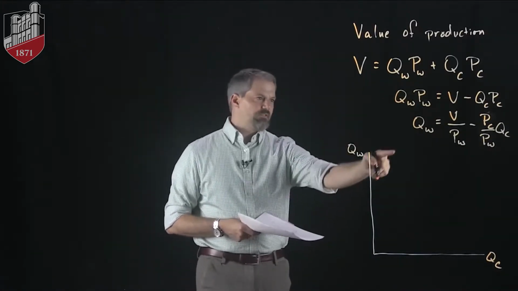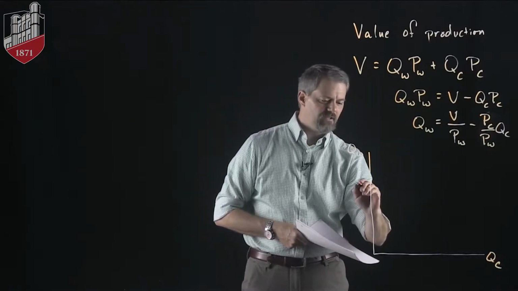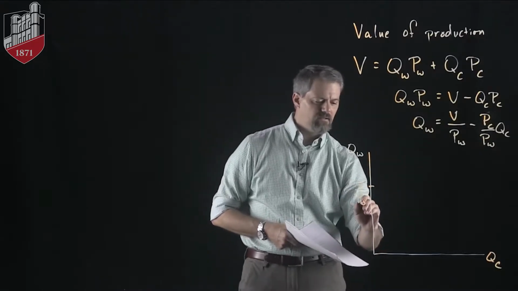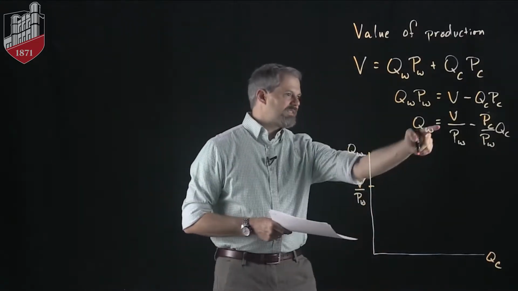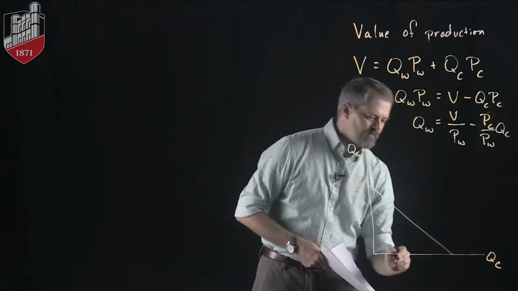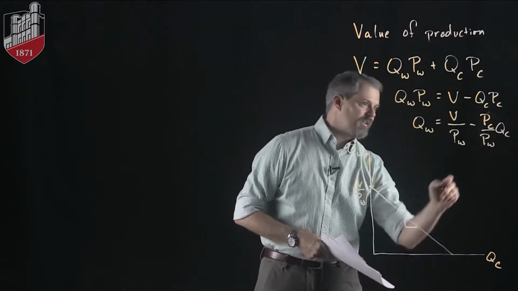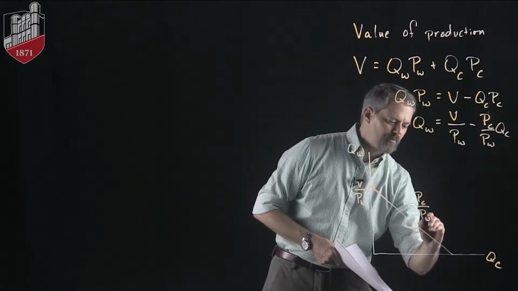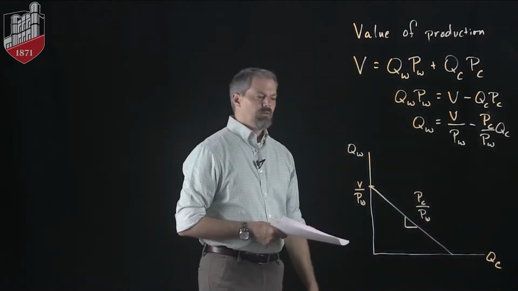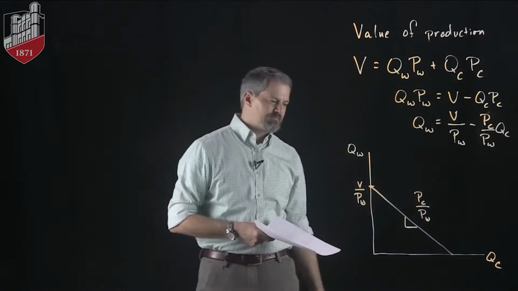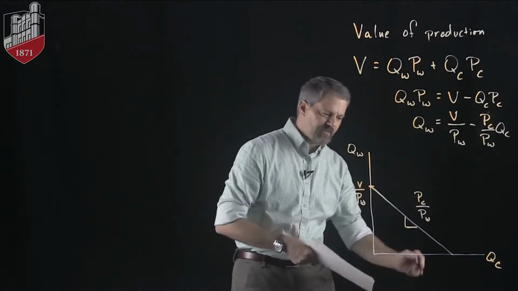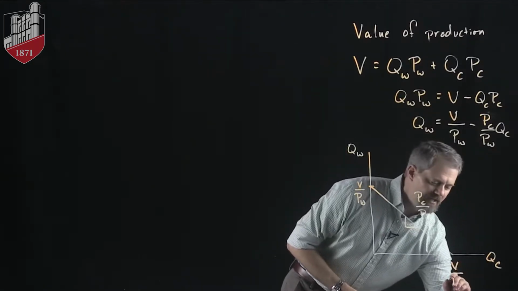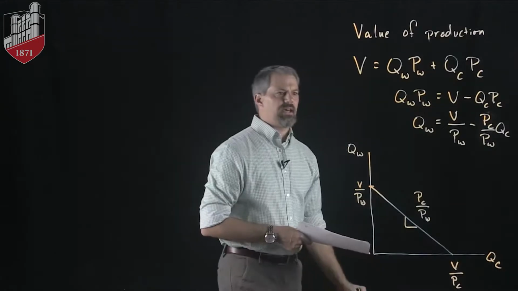So let's graph this. Our vertical intercept is V divided by the price of wine. It's downward sloping. The slope here is the relative price. It's PC, the price of cheese, divided by the price of wine. We call that the relative price of cheese. And then we don't have it here, but if you were to solve for our horizontal intercept, it would be V divided by the price of cheese. It would look like that.